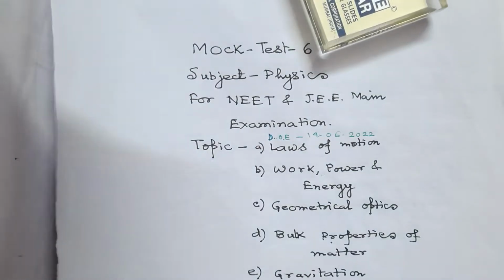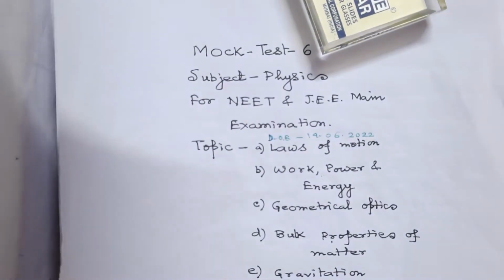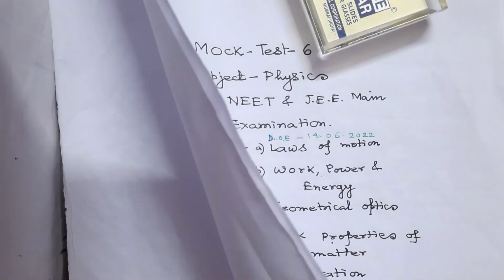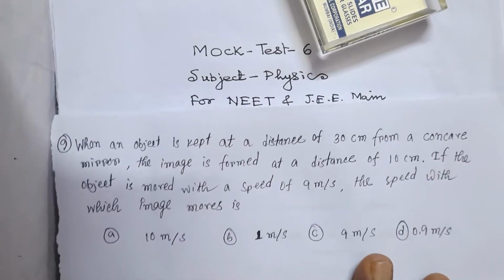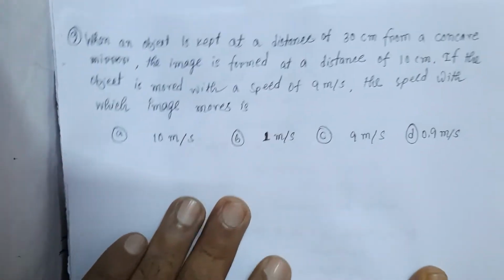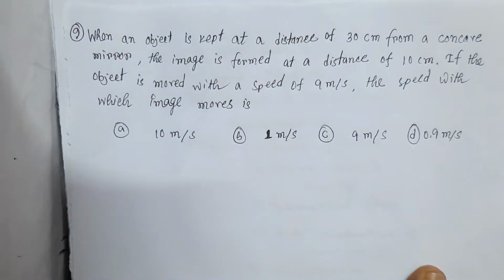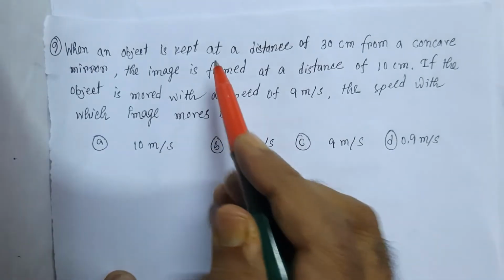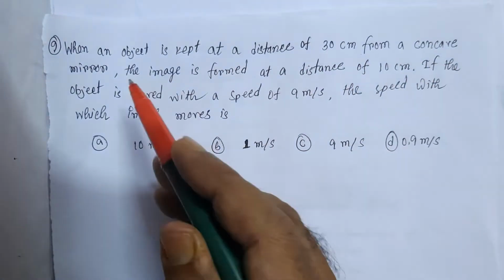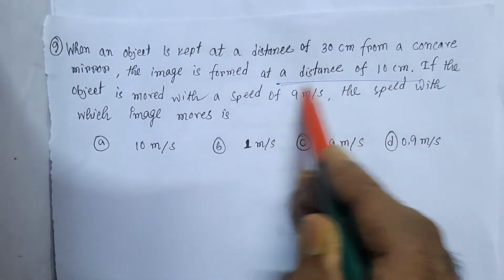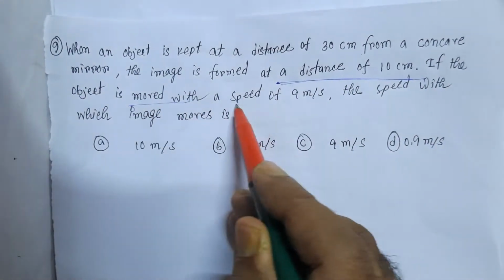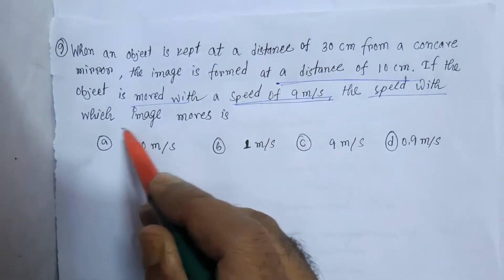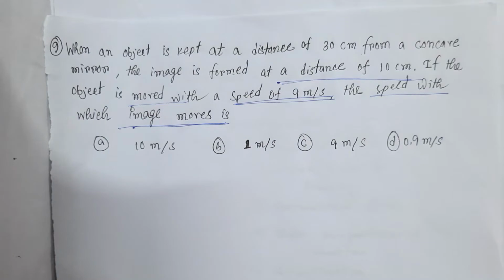Now let us take question number 9. It is a question from geometrical optics, ray optics. When an object is kept at a distance of 30 centimeter from a concave mirror, the image is formed at a distance of 10 centimeter. If the object is moved with a speed 9 meter per second, find the speed of the image. So here in this problem, the speed of the object is given, we have to calculate the speed of the image.